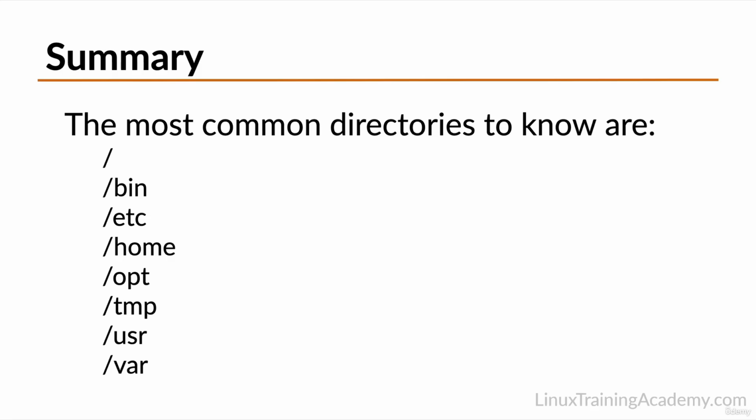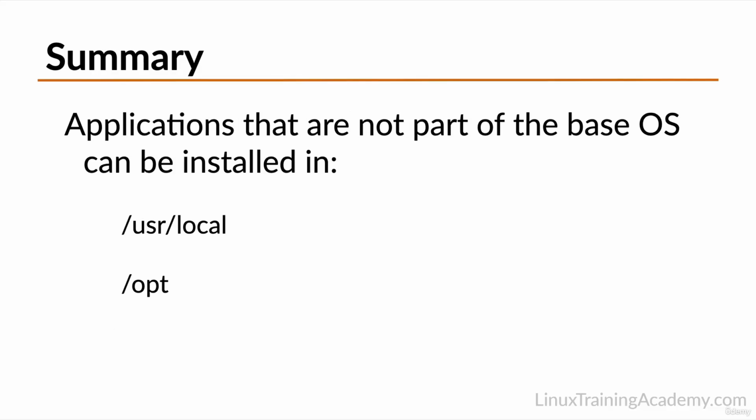In summary, the most common top-level directories that you'll interact with on a Linux system are / (also called root), /bin, /etc, /home, /opt, /tmp, /usr, and /var. Also, applications that are not shipped with the Linux operating system are typically installed in either /usr/local or in /opt.